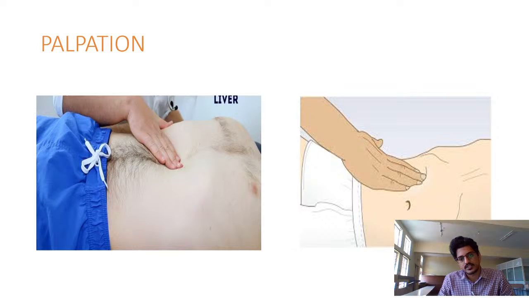Basically, this is a conventional method. The other method is where you feel with the tip of your fingers. So you see both the pictures. First one is conventional, and second one is by tip of the fingers. Another method, but most commonly we use the radial side of the index finger for the enlargement of liver or any other organ.